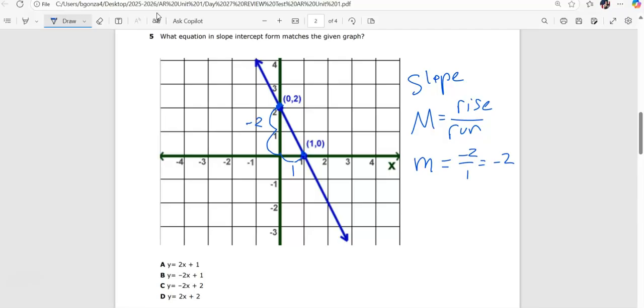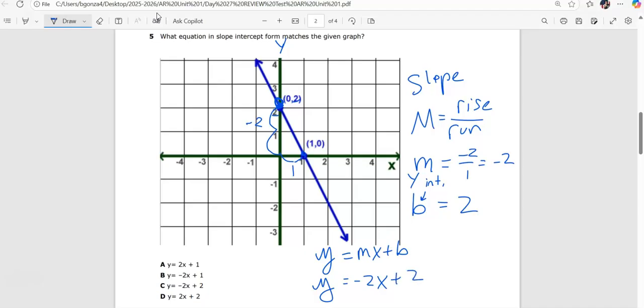Okay? Then I need to find my b, where I begin on the y-axis. So b on the y-axis is right here at 2. Okay, the y-intercept. So if y equals mx plus b, my m is negative 2. My b is positive 2. Negative 2x plus 2. Cool.